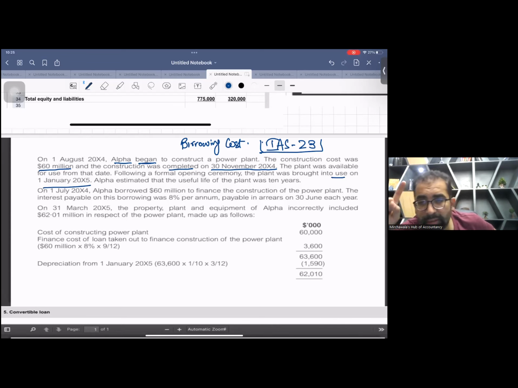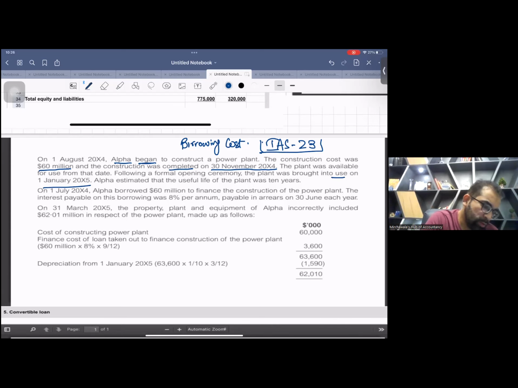Apply the brakes first and go to IAS 16. Ask yourself, from which date do you start depreciating the asset? IAS 16 says you start depreciating your asset from the date it is available for use, not the date you start using it. This is a very technical issue.